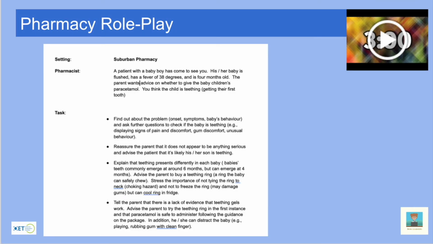Now here is a role play for you. It's set in a suburban pharmacy, as I say, it's specially designed for pharmacists, but you can still look at this even if you're not a pharmacist. Think about what you would say, practice those skills of gathering information and giving information, etc. But first of all, 3 minutes to read through and plan. Here we go.